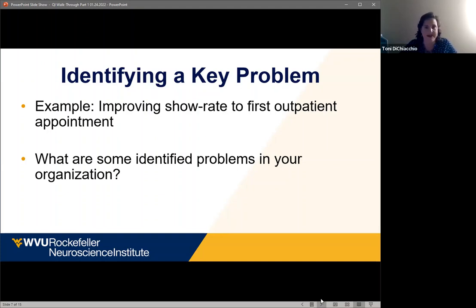Or the clinician, someone on the team, could bring it up. "I'm having to come in for half an hour every Monday, and I have 2 patients when 12 are scheduled." So someone has identified this as a problem.